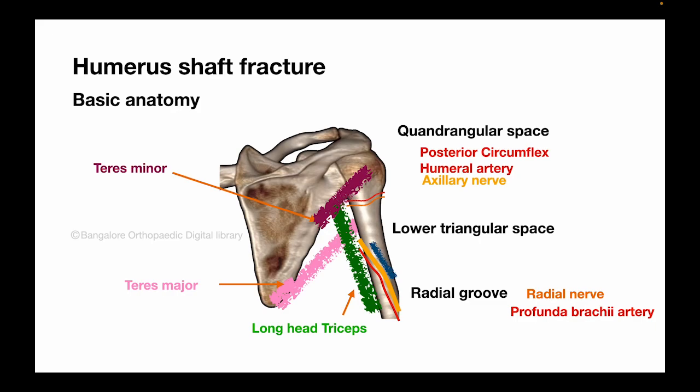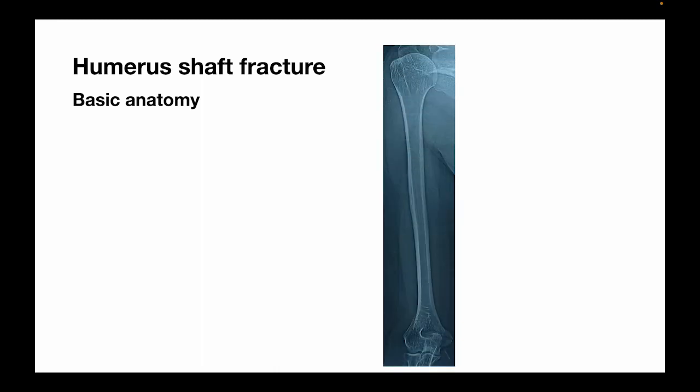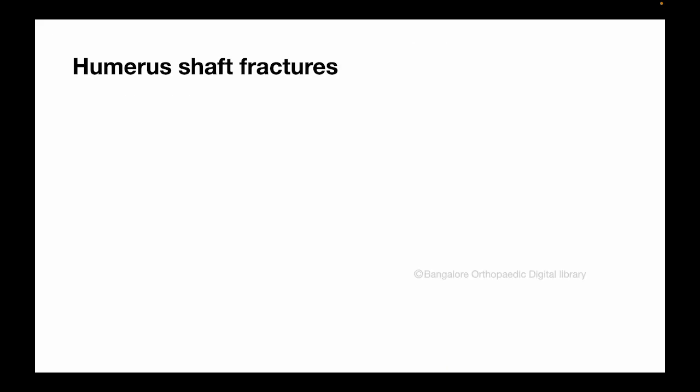Radial groove is marked by the medial and lateral heads of the triceps muscle on either side, and the neurovascular bundle is separated from the bone by these muscle fibers. Here, we will see the course of the radial nerve. After passing through the radial groove, the nerve pierces the lateral intermuscular septa and subsequently enters the cubital fossa, where it divides into its superficial and deep posterior interosseous branches.